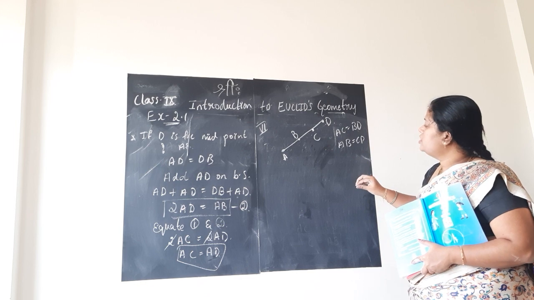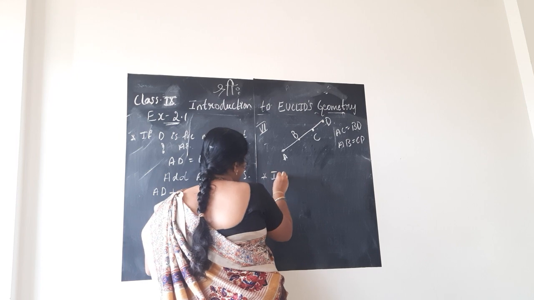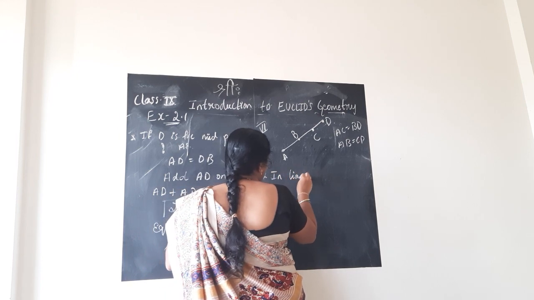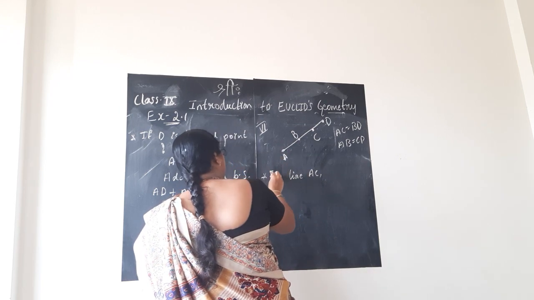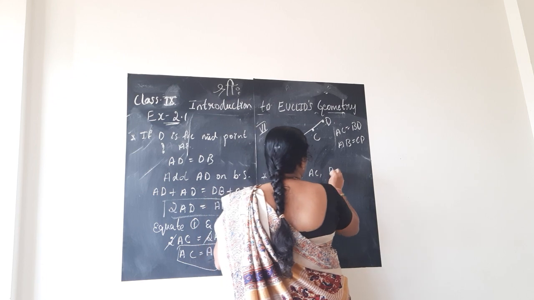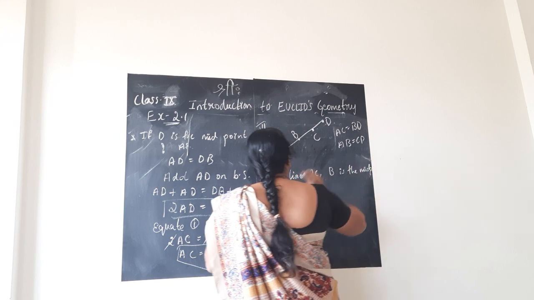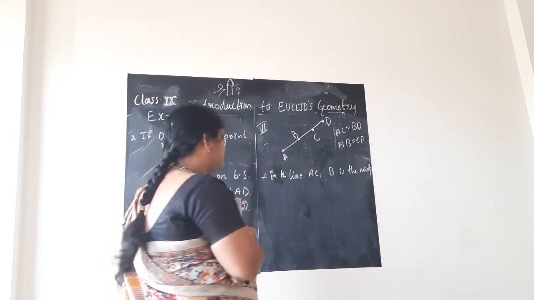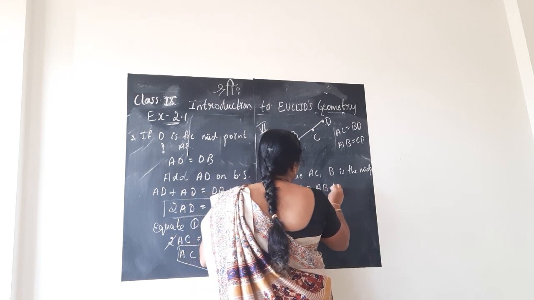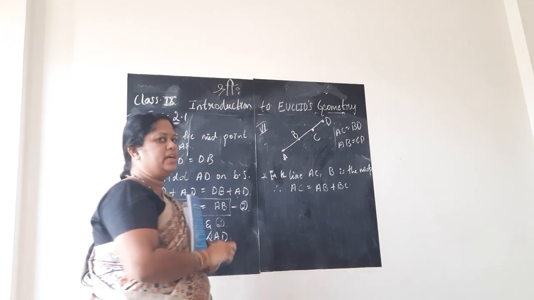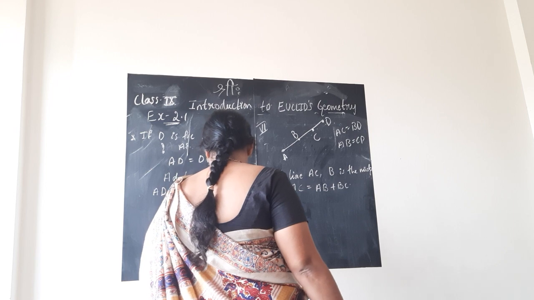In order to prove that, children, what we shall do is first consider, write one sentence. In line AC, B is the midpoint. B is the midpoint for the line AC. Therefore, AC is AB plus BC. How? That is what we have been proving now by using midpoint.